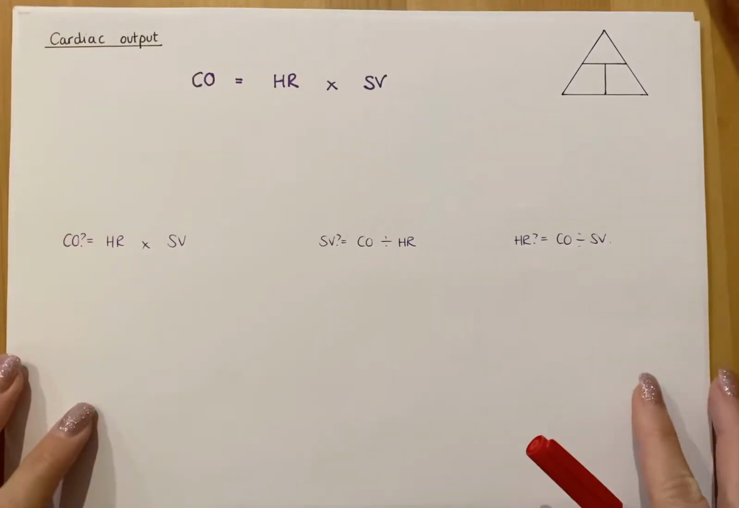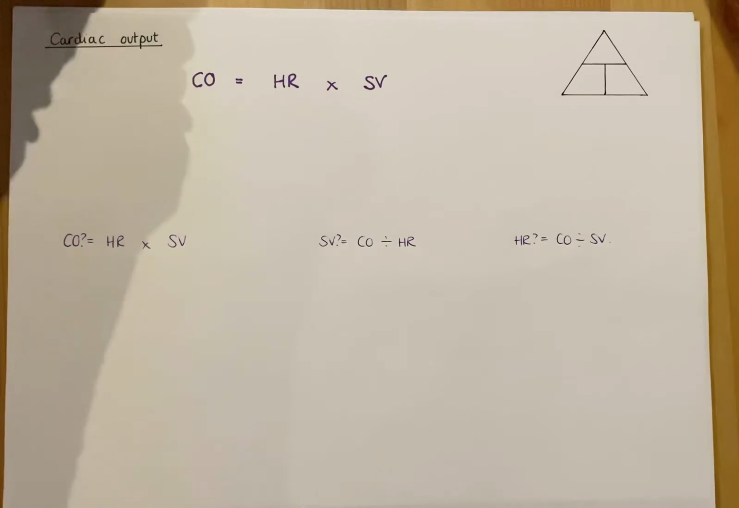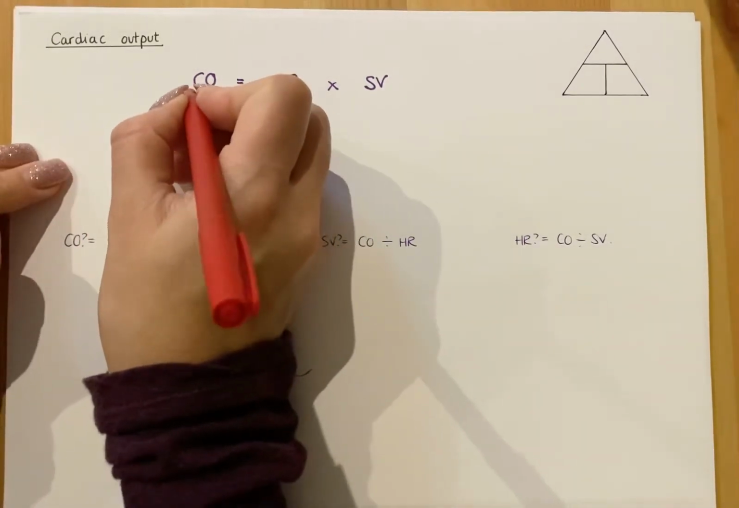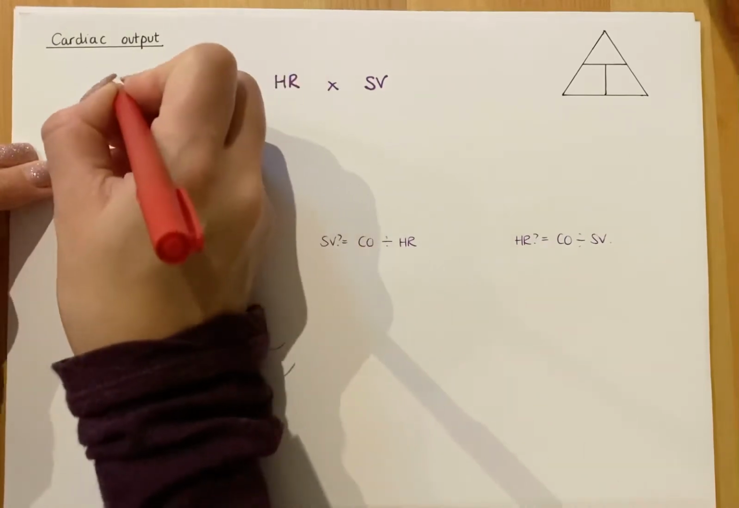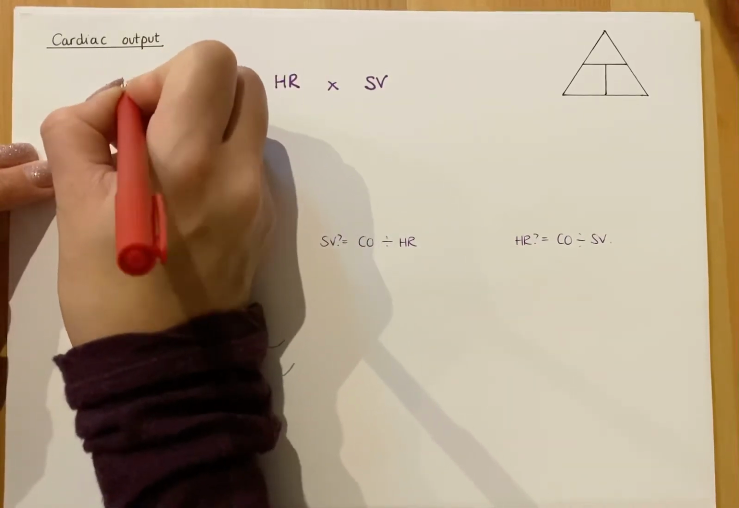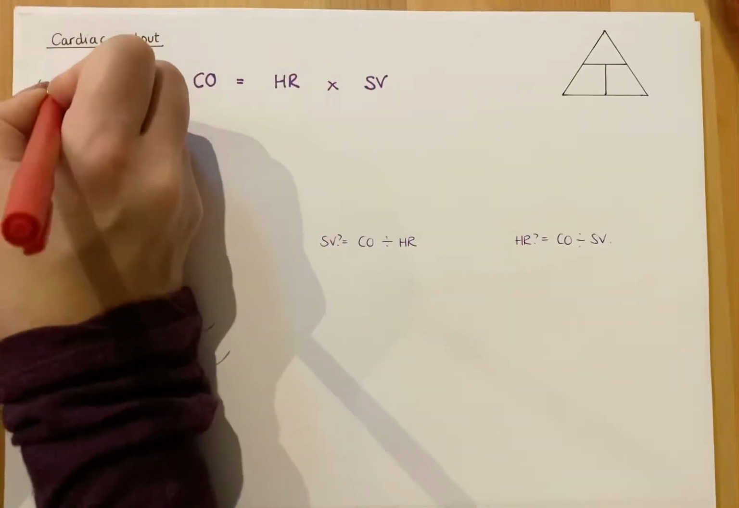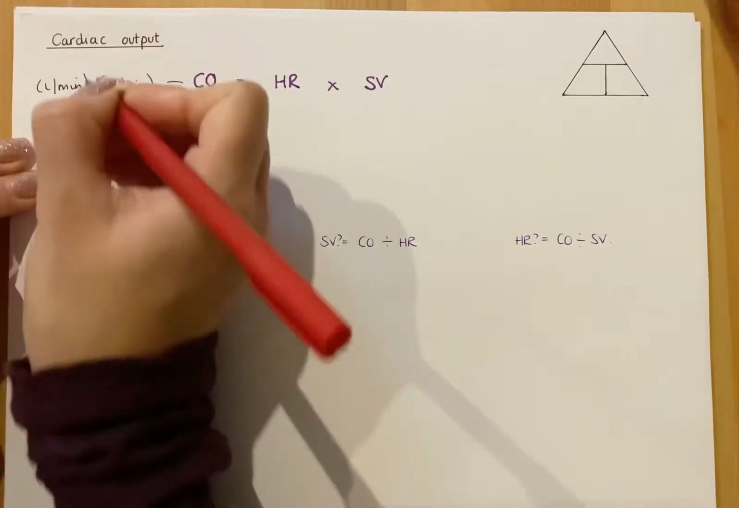So cardiac output is one of the things you'll need to be able to carry out calculations about. So there's an equation that you'll need to know, and you need to be able to manipulate this equation and use it, a bit like chemistry. So this CO stands for cardiac output. It is measured in millilitres per minute, or normally, more specifically, litres per minute, and that'll be really important.